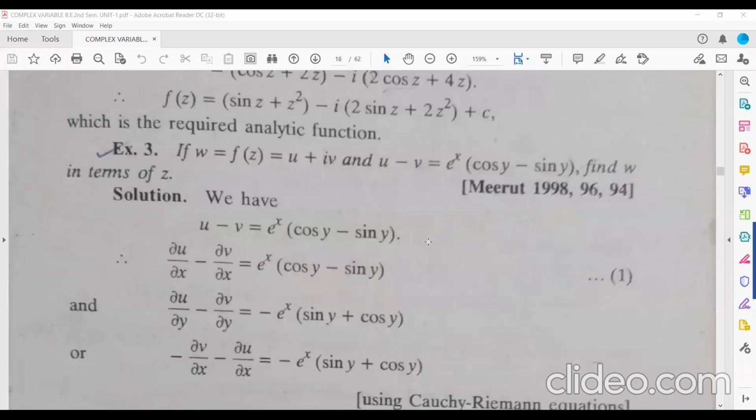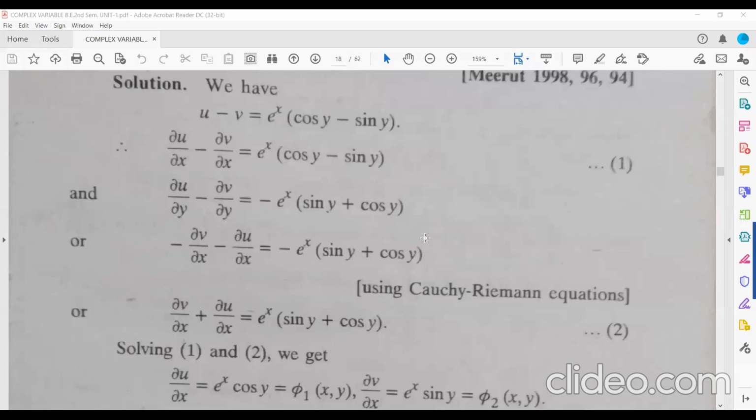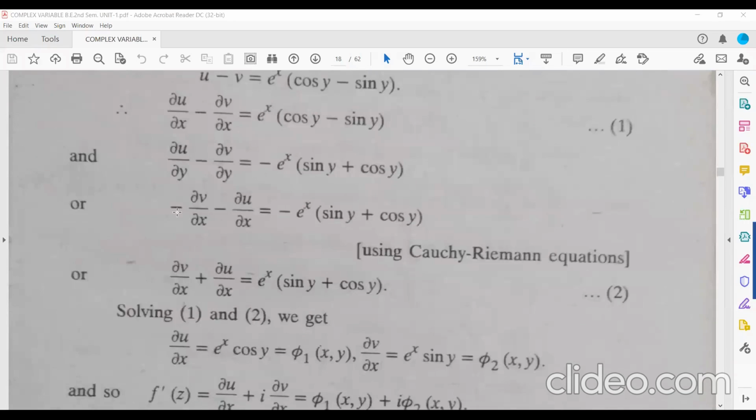Just take the minus common, and the minus will cancel out from both sides. So you'll get del v by del x plus del u by del x equal to this. So this is equation 2 and this is equation 1. Now solve these two equations for del u by del x and del v by del x.